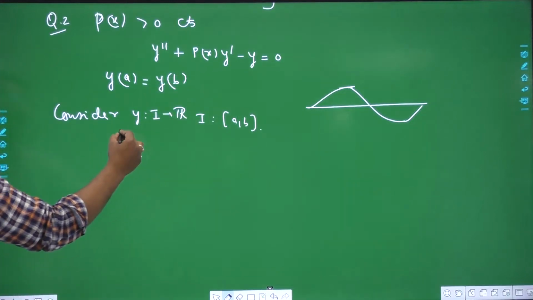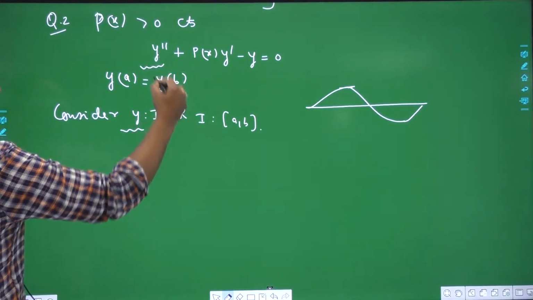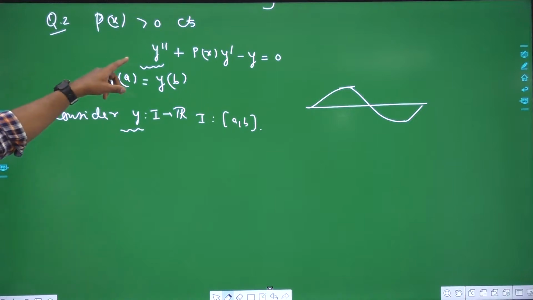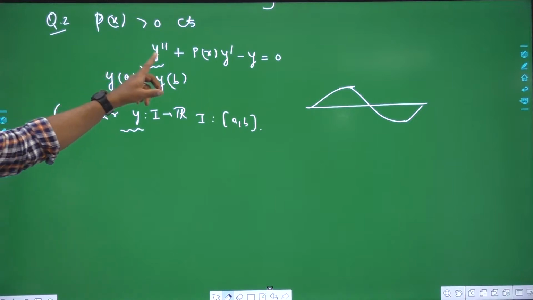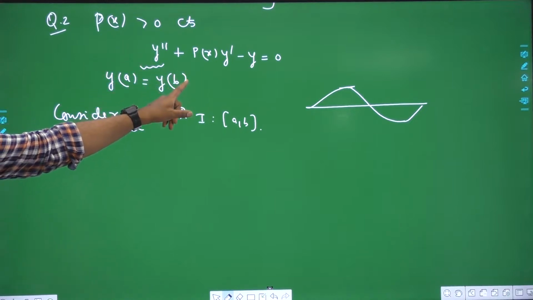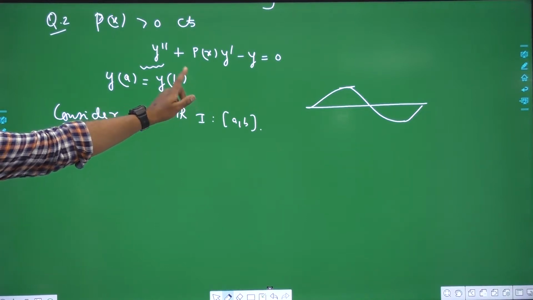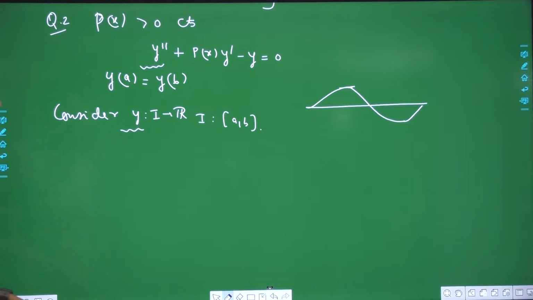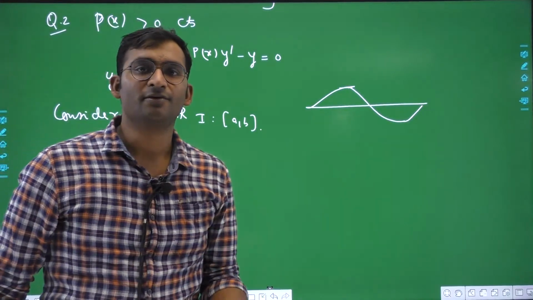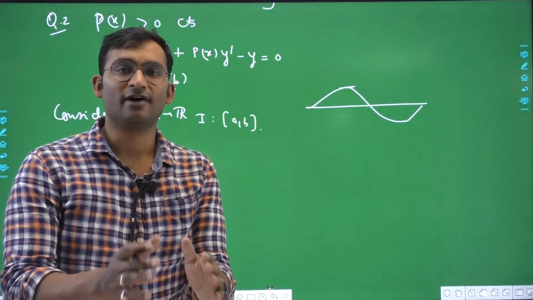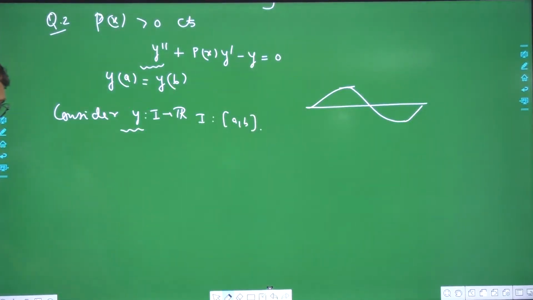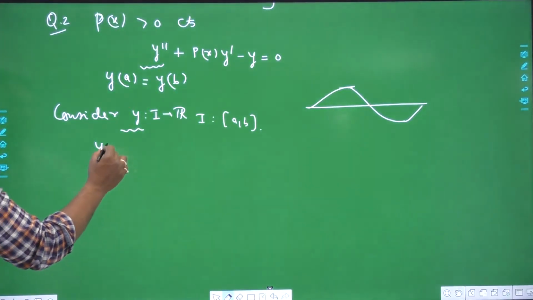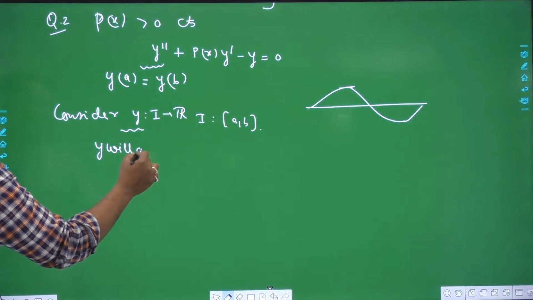Now clearly y(x), since it is a second order differential equation, has been defined, so y(x) has to be continuous as well as differentiable. Only then does the first order derivative exist, and only if the first order derivative is continuous as well as differentiable do you have the second order derivative defined. So y(x) has to be a continuous function, and y(x) will attain its bounds.